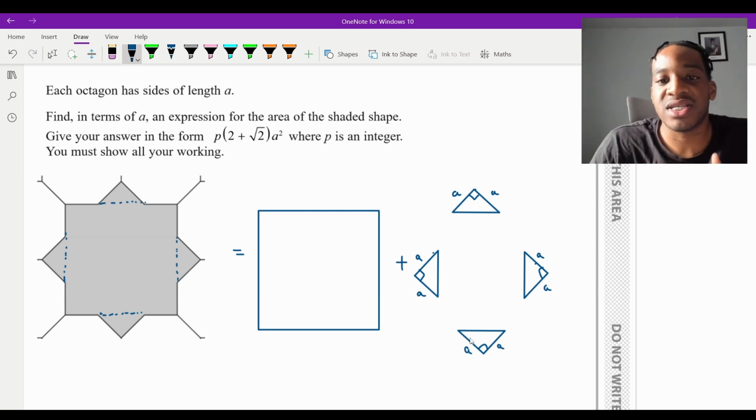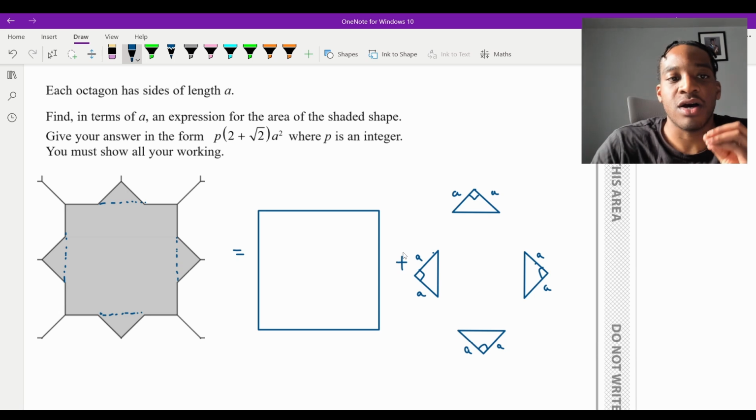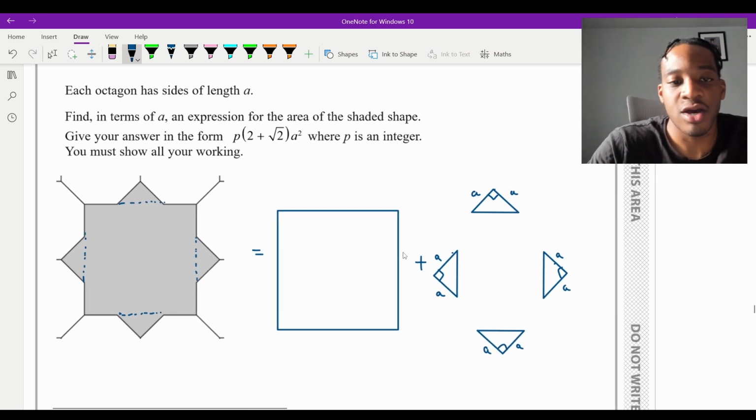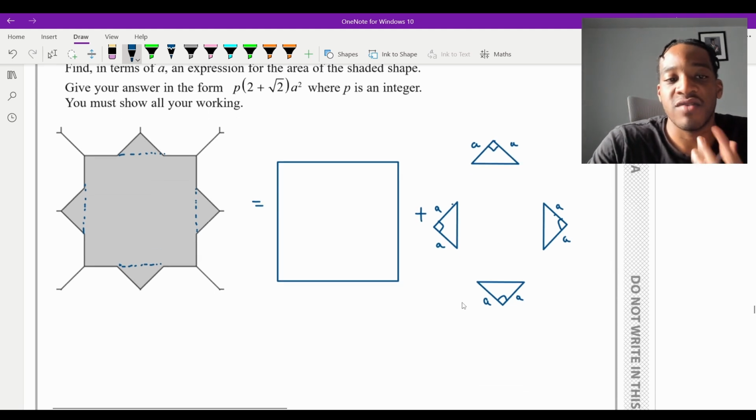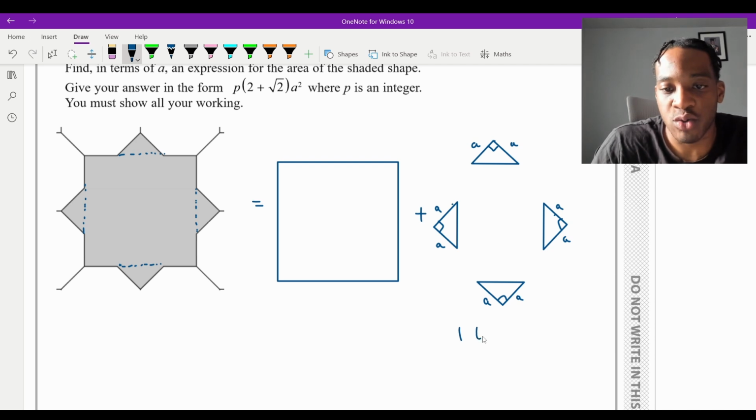Now, with that being said, remember, we need to find the area in terms of A. So we can actually figure out what the areas are of these triangles. Well, the formula for the area of a triangle is just half times base times height. So the area of one of these triangles is just going to be equal to A times A, base times height, divided by 2, which is just going to be A squared over 2.